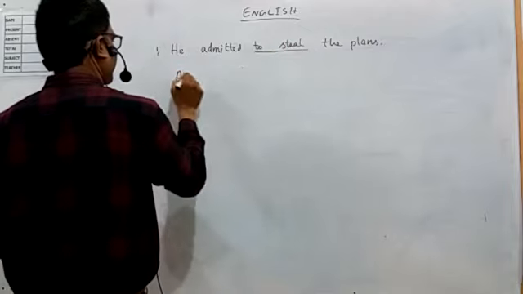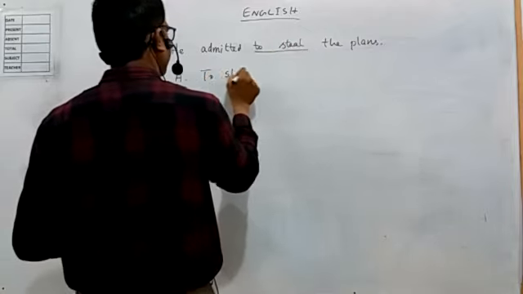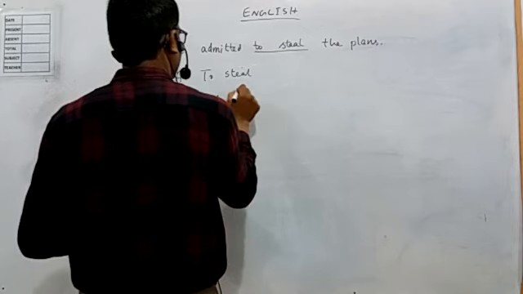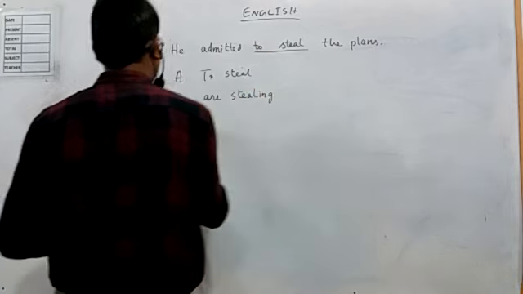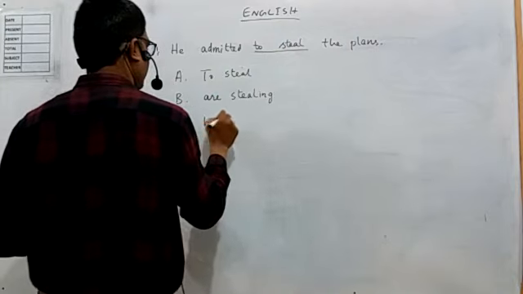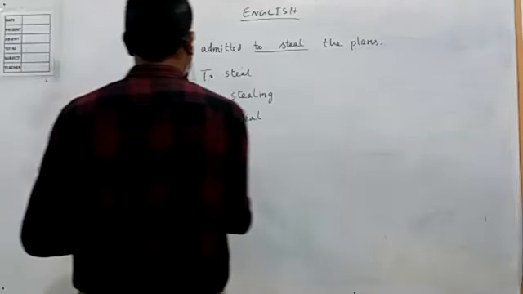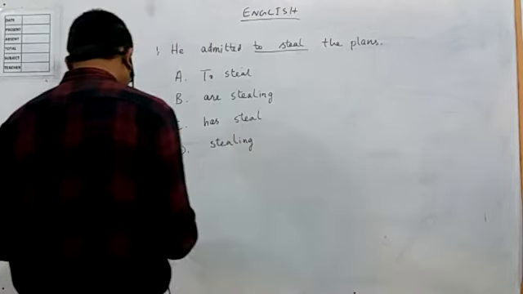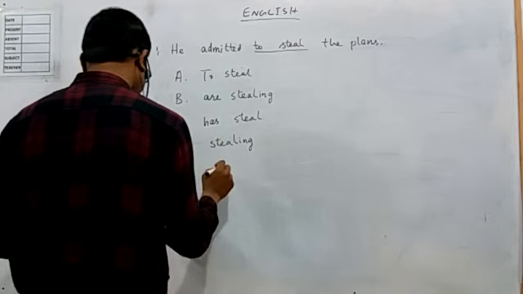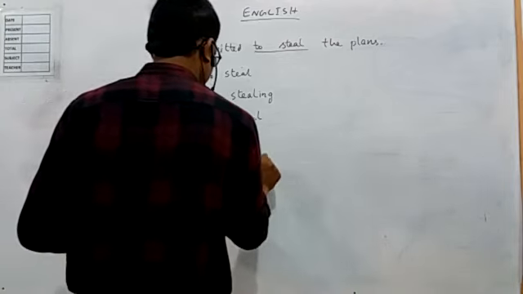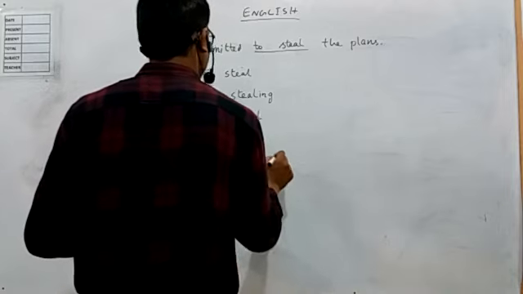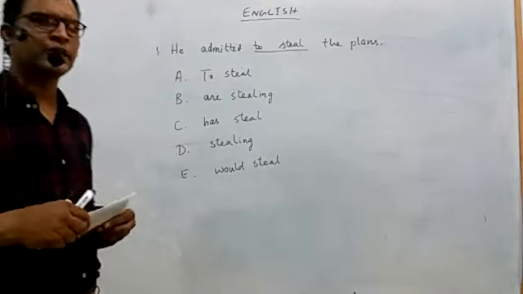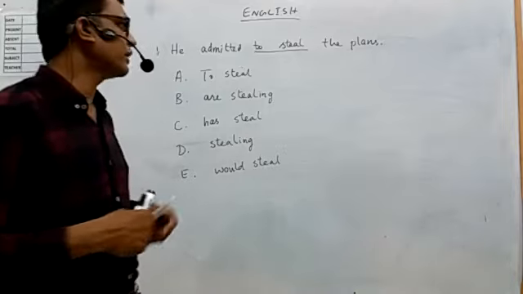Now, what options do we have? First would be to steal, or B, are stealing, or C, has steal, and D is stealing. Now these are five options that might be given for a sentence like this: He admitted to steal the planes.